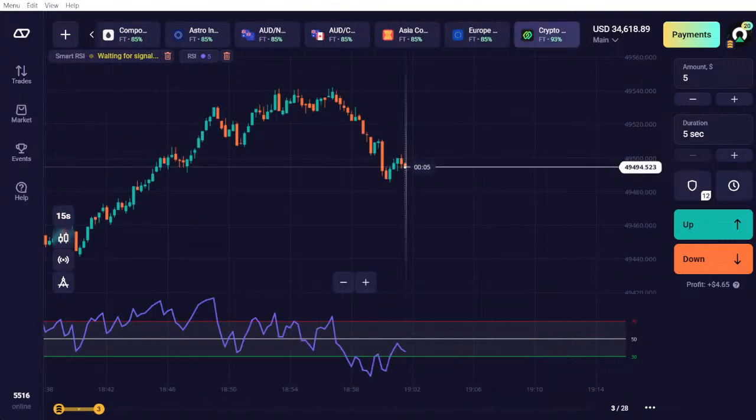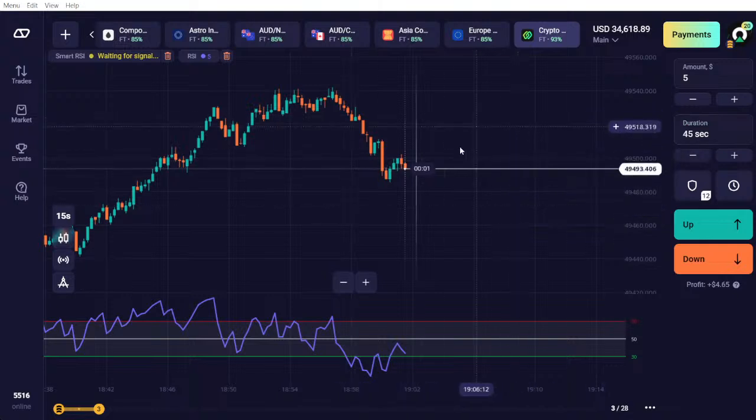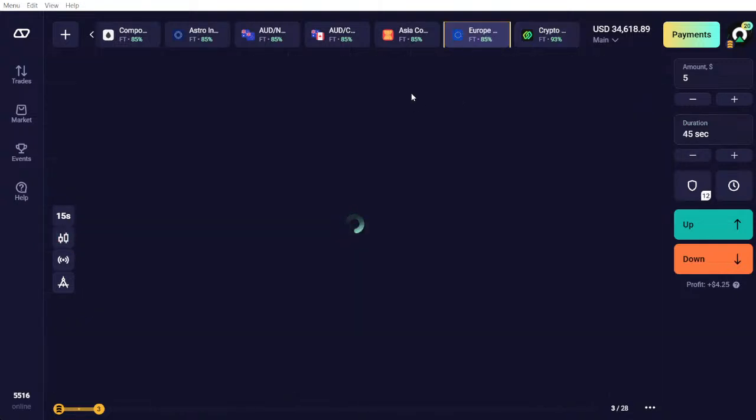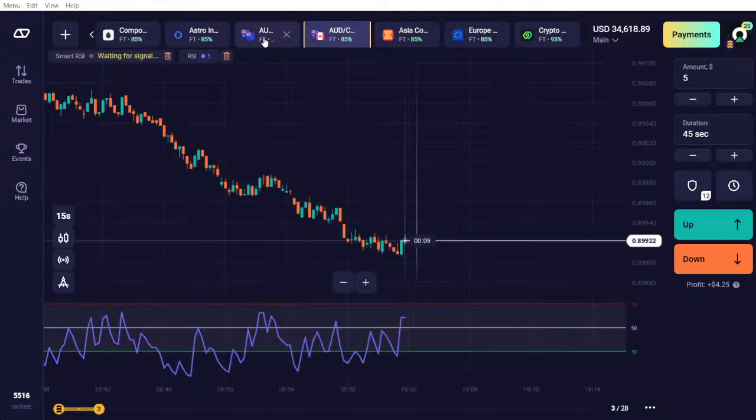I'm sure everything is clear, and how you can use it, that is also sorted. So let's move back to the live trading again. We will again start shuffling the cards, start shuffling the assets, and we'll look forward.